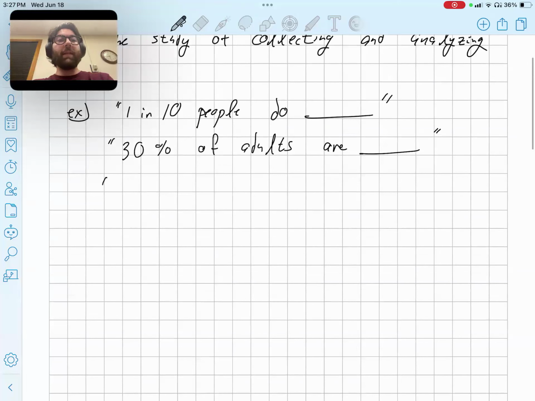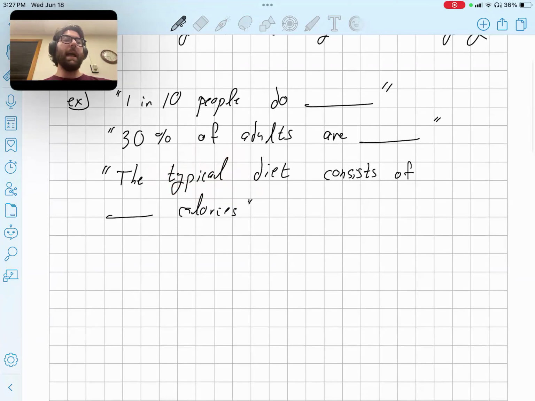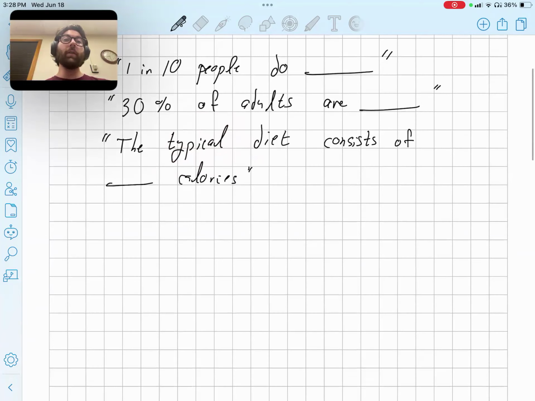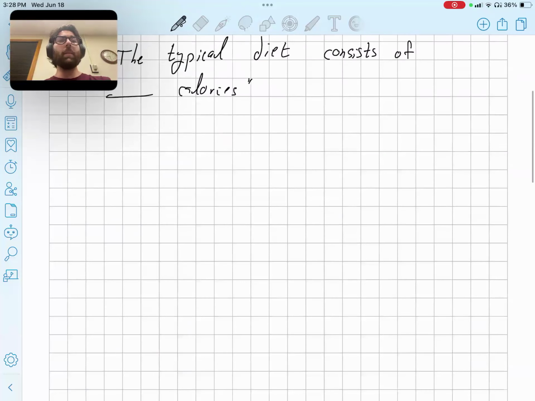Or another big example that we're going to be focusing on is, the typical diet consists of however many calories. This is a question, this word right here, what does typical mean? And there's a couple different ways to answer that. And that's what we're going to be focusing on in the beginning of this unit on statistics. So let's first talk about data.